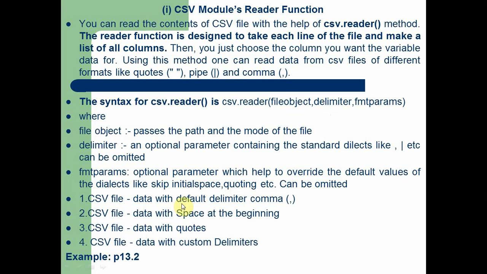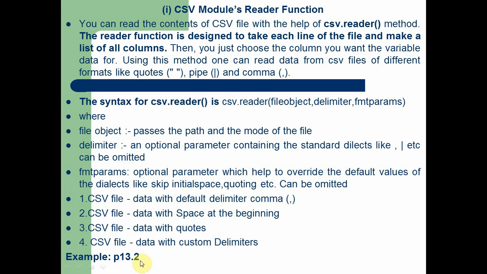CSV file data with the default delimiter, which is comma, CSV file data with space at the beginning, CSV file data with quotes, and CSV file data with custom delimiters. These are the four options which we are going to discuss in this session.